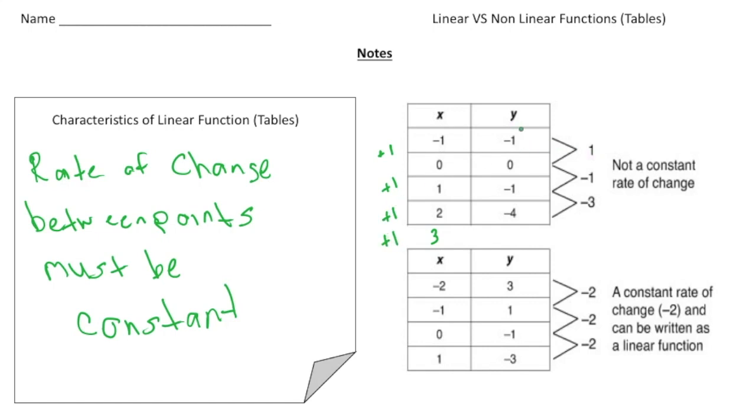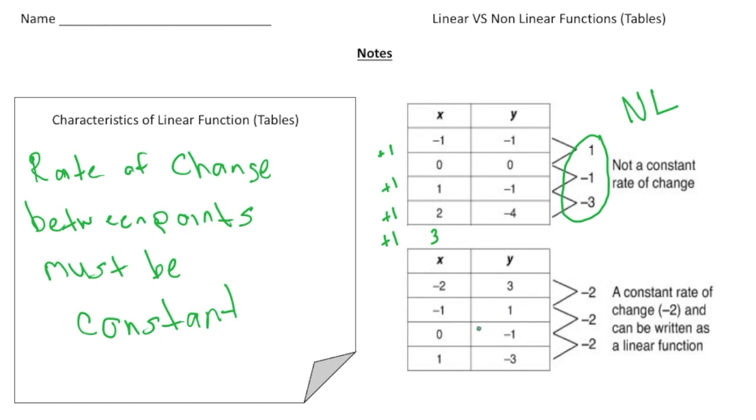Now, take a look at the y values. Here, it's going from -1 to 0, and that's a +1. Here, it's going from 0 to -1, and that's a -1. All right, here we're going from -1 to -4, so that's a -3. So notice this is not consistent. It's different every time, okay? That means that this is a non-linear function.